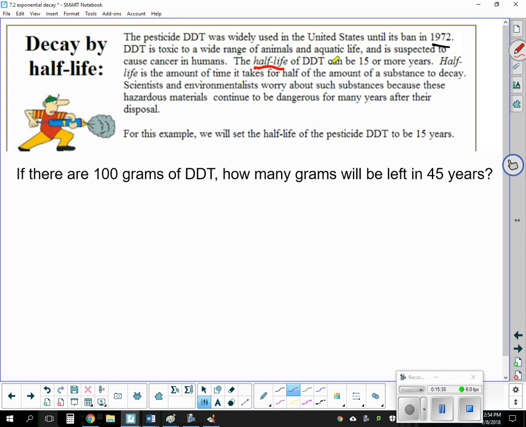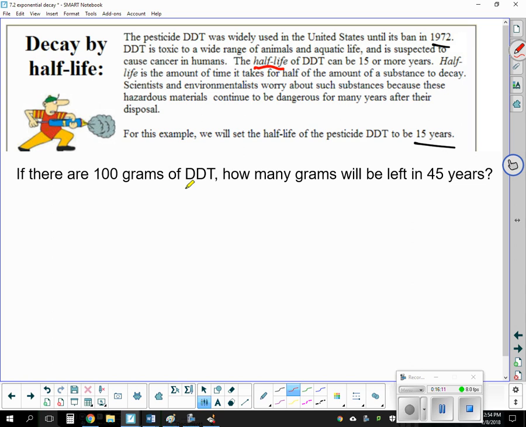The half-life of DDT can be 15 or more years. In this example, we're going to say it's exactly 15 years. If you don't remember, half-life is the amount of time it takes for half of the amount of a substance to decay. So if I have a certain amount of the pesticide, the half-life is how long it takes for half of it to decay. Scientists and environmentalists worry about such substances because these hazardous materials continue to be dangerous for many years after their disposal, because it takes these half-lives to get rid of them.